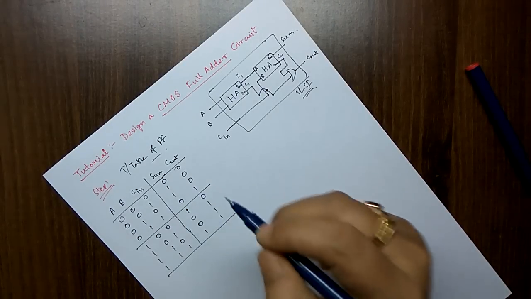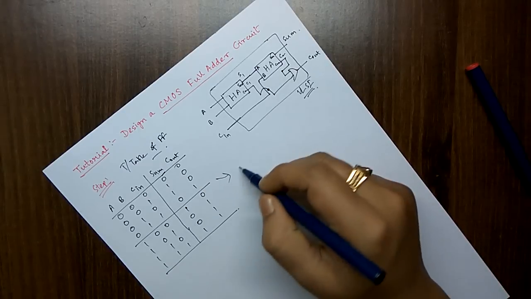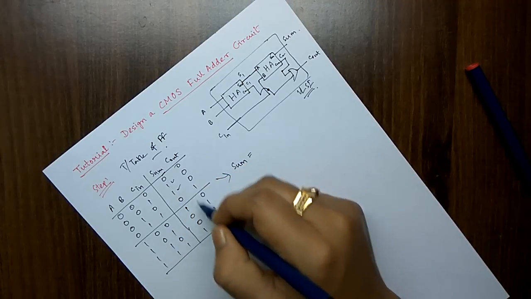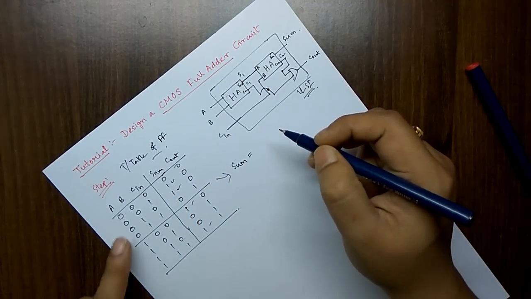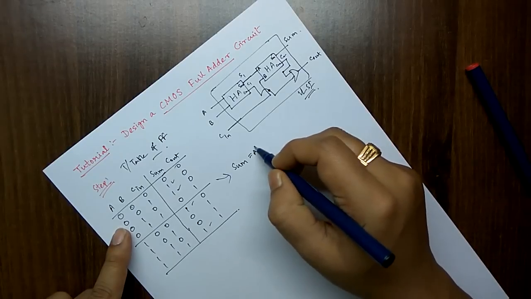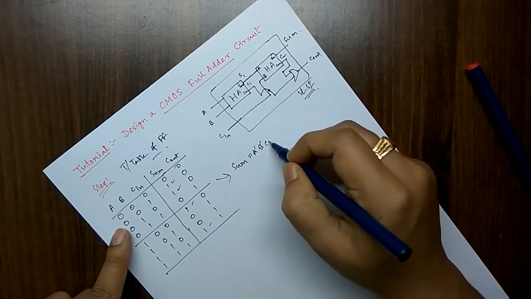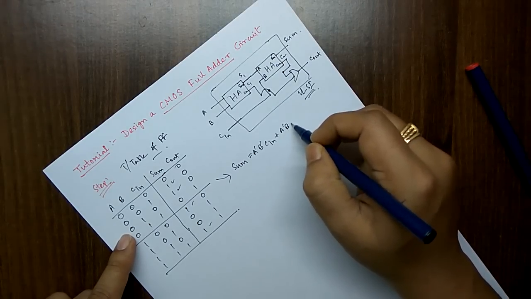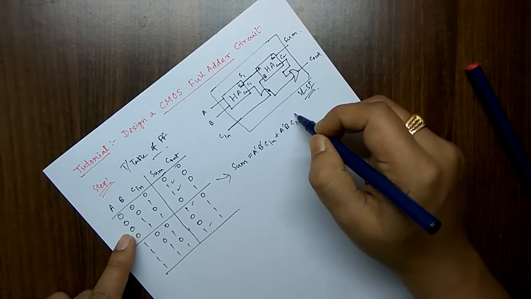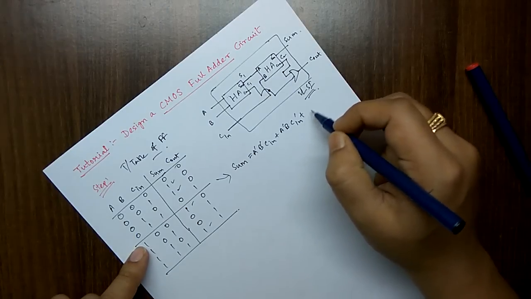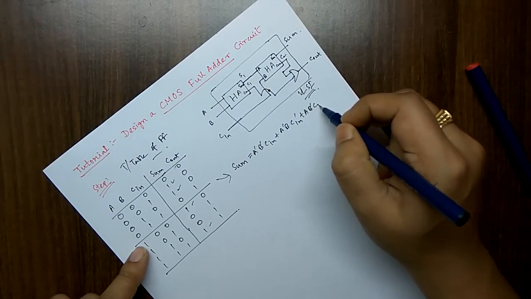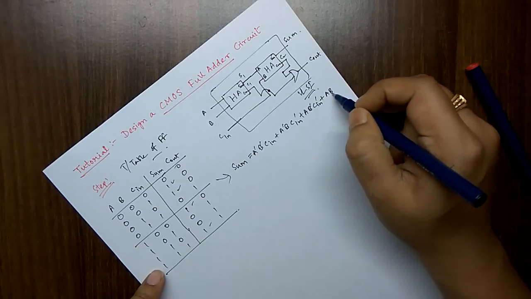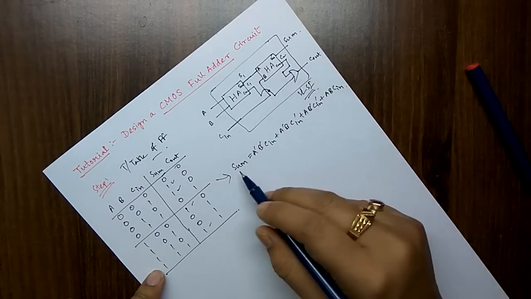From this we are going to see the expression of sum. We have to see where the ones are. See here the 1 is there, so it is A bar, B bar, C in. Similarly A bar, B, C in bar. Similarly A, B bar, C in bar, plus this one A, B, C in. So this is the expression of sum.